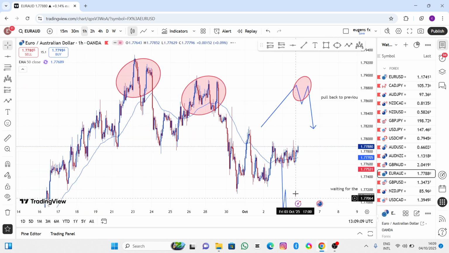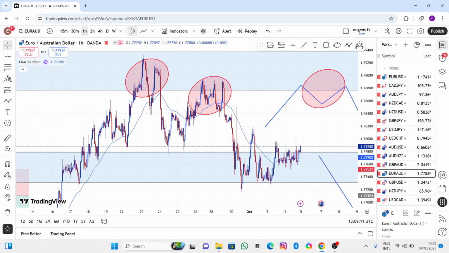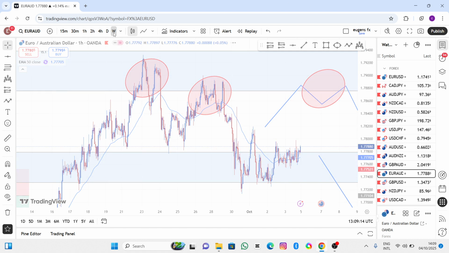So Euro AUD now. Okay, Euro AUD, we have 2 potential movements on this pair.